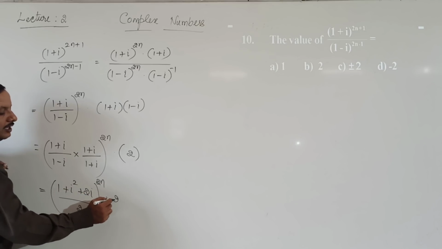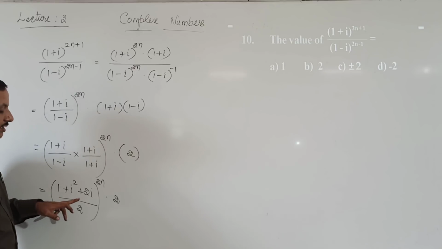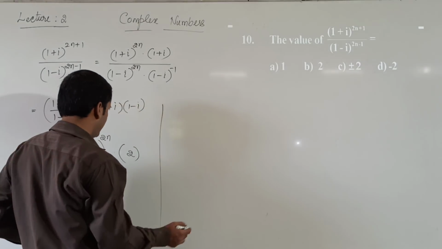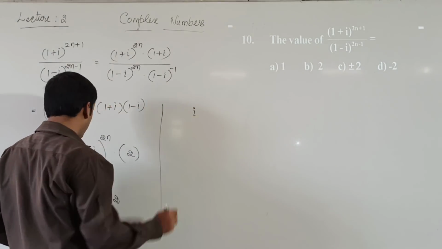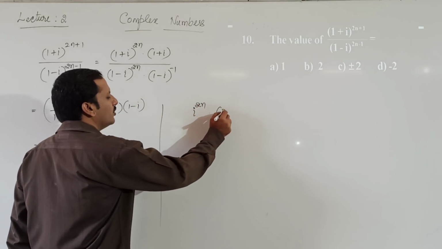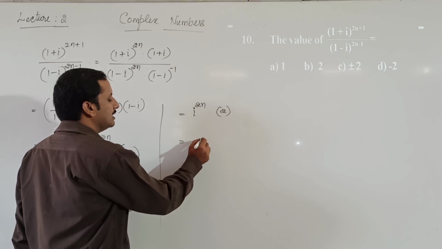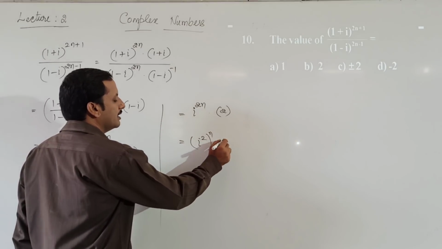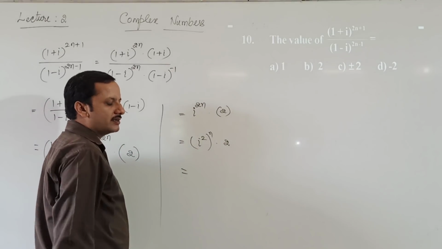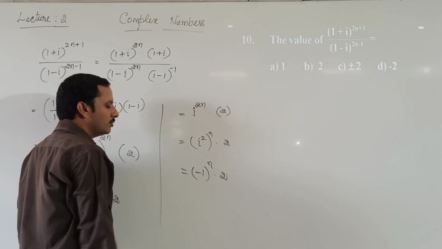what is i square? Minus 1. 1 minus 1 gets cancelled. 2i by 2 is i. Okay? 2i by 2 is i. i to the power 2n into 2. i power 2n is nothing but i square whole power n into 2. What is that i square? Minus 1. Minus 1 whole power n into 2.